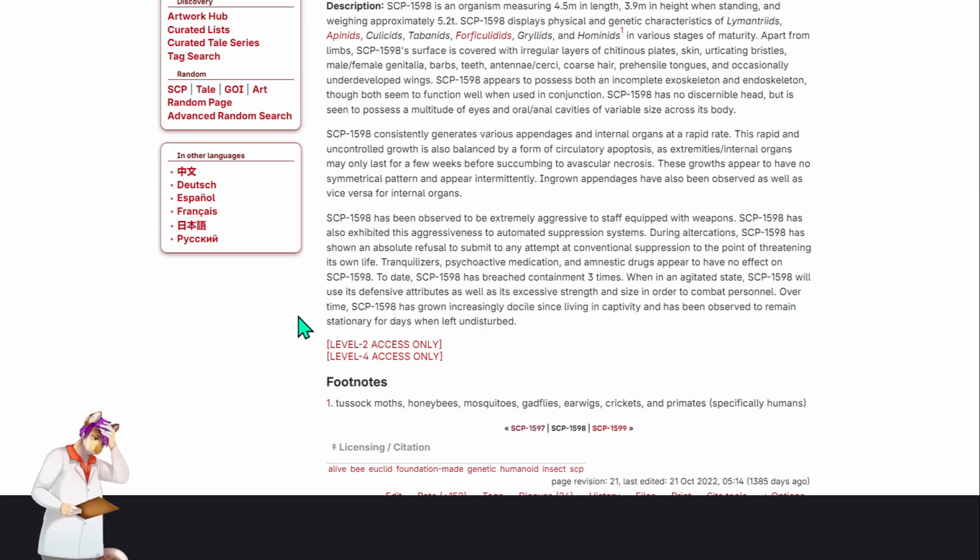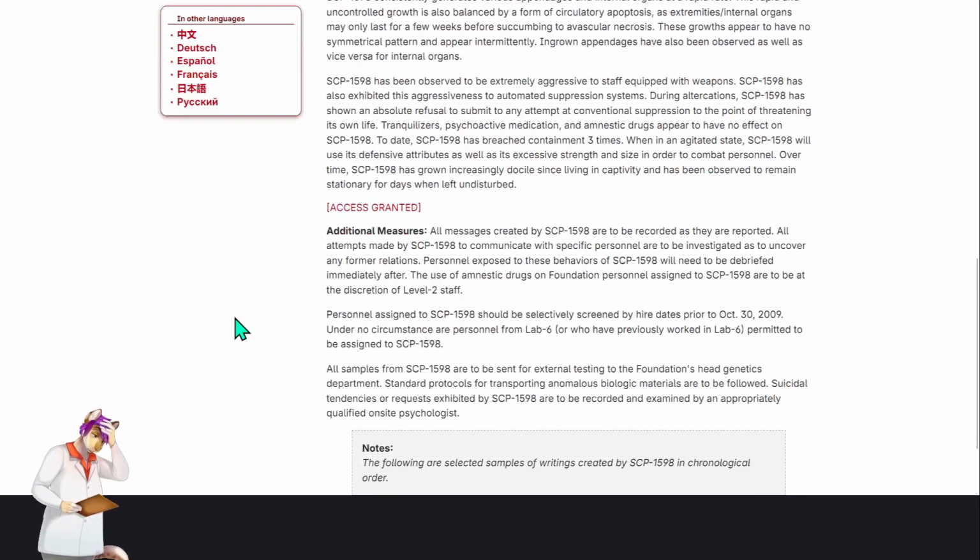When in an agitated state, it will use its defensive attributes as well as its excessive strength and size in order to combat personnel. Over time, it has grown increasingly docile since living in captivity and has been observed to remain stationary for days when left undisturbed. I'm noting that this says level 2 access and this says level 4 access. So, let's see. Additional measures.